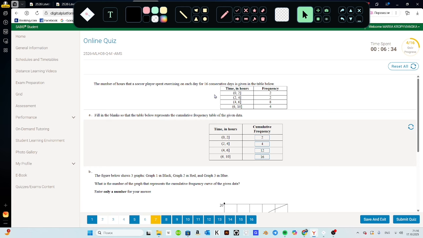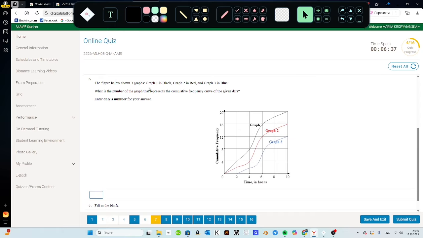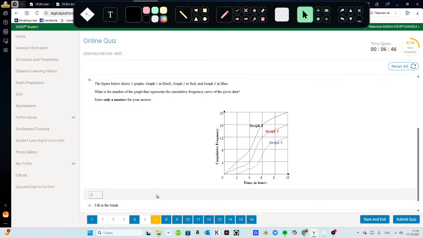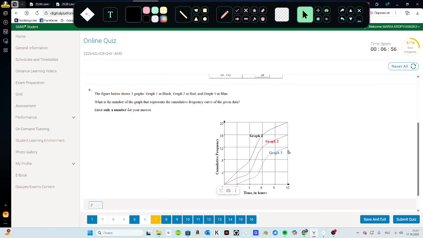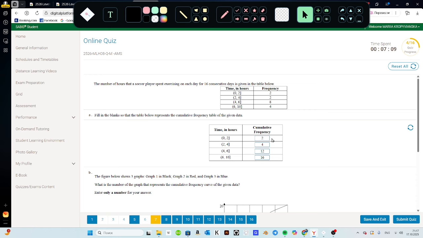Now, the figure below shows 3 graphs. Again, we're trying to find the cumulative frequency curve of the given data. So it's going to be graph 2, because we can find the numbers that were specified in our cumulative frequency, 6 and 16, and they start from 2. Graph 3 also starts from 2, but it doesn't pass through point 12, which is our cumulative frequency, which we found literally over here.